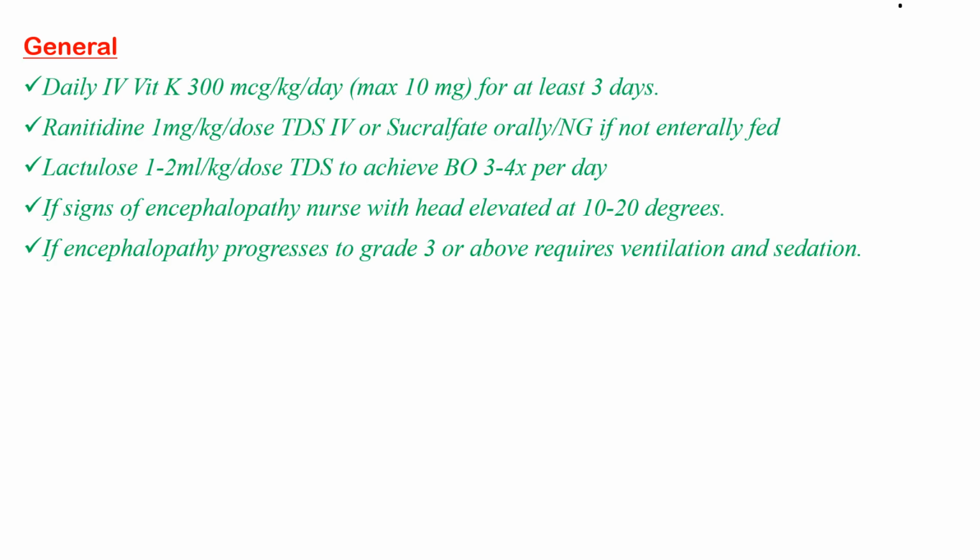When we come to general management, give daily vitamin K for 3 days, and give ranitidine 1 mg per kg per dose, or other proton pump inhibitors or H2 receptor antagonists, or sucralfate orally or via NG tube if not enterally fed. Give lactulose 1 to 2 ml per kg per dose to achieve bowel output 3 to 4 times per day, which is loose. If there are signs of encephalopathy, nurse with head elevation up to 10 to 20 degrees. If encephalopathy progresses to grade 3 or above, the patient requires ventilation and sedation.